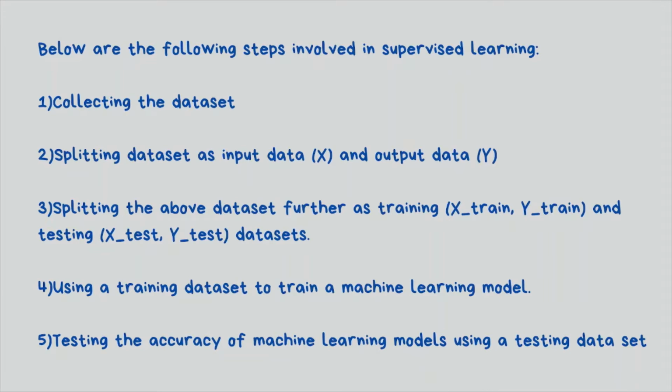Below are the following steps involved in supervised learning. First, collecting the datasets. Second, splitting datasets as input data and output data. Third, splitting the above dataset further as training and testing datasets. Fourth, using a training dataset to train a machine learning model. Fifth, testing the accuracy of machine learning models using a testing dataset.